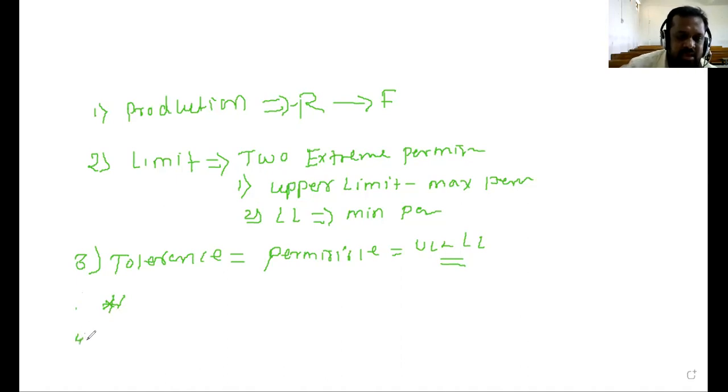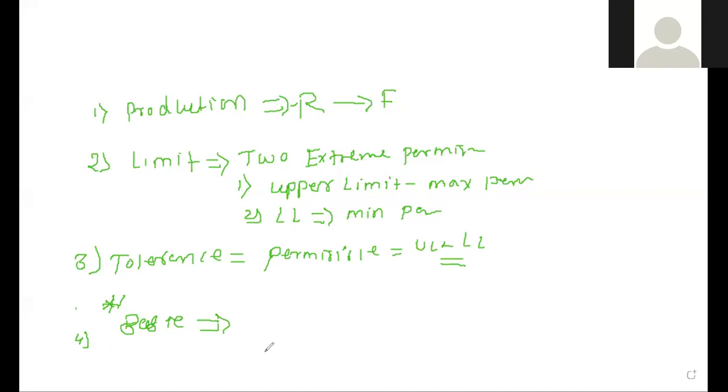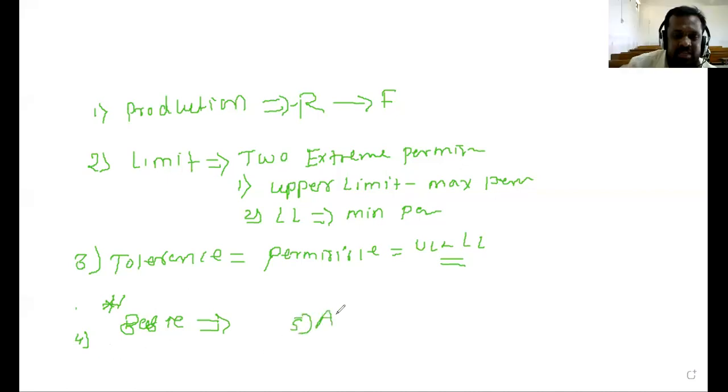Then again we have seen the different sizes, the nominal size and basic size. What is meant by the basic size? Basic size is the size to which we add the tolerances. And what is meant by the actual size? Actual size is the size after production. Suppose we have measured the size of that component; the size after measurement is called the actual size.